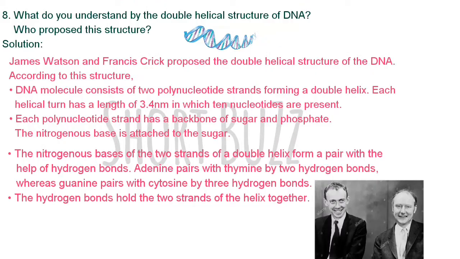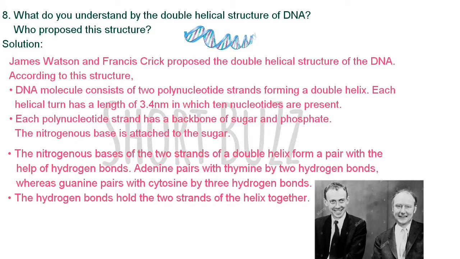The eighth question says, what do you understand by the double helical structure of DNA? Who proposed this structure? James Watson and Francis Crick proposed the double helical structure of the DNA. According to this structure, the DNA molecule consists of two polynucleotide strands forming a double helix. Each helical turn has a length of 3.4 nanometers in which 10 nucleotides are present. Each polynucleotide strand has a backbone of sugar and phosphate. The nitrogenous base is attached to the sugar.